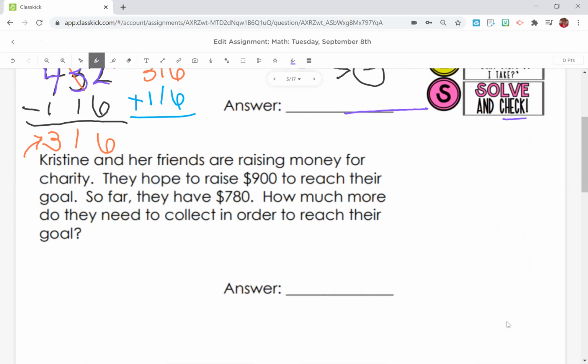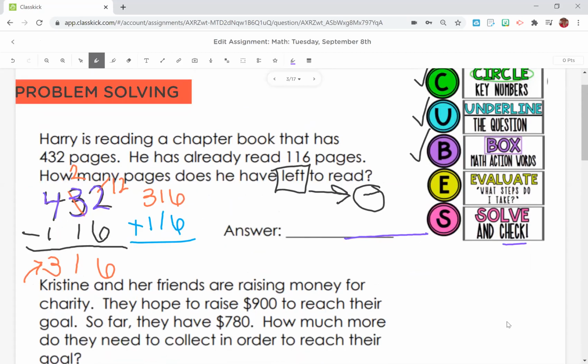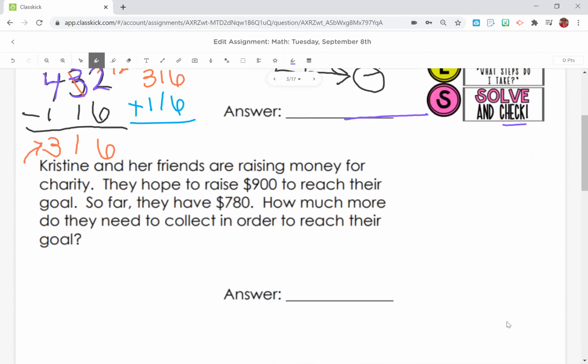For the second one, it says, Christina and her friends are raising money for charity. They hope to raise $900 to reach their goal. So far, they have $780. How much more do they need to collect in order to reach their goal? Now this one I'm going to help you with beginning parts, and you'll have to finish the rest. So we're going to start with C, circle. My important numbers are $900 and $780.